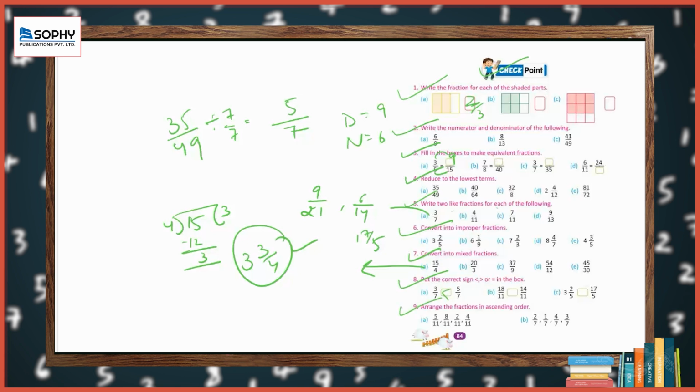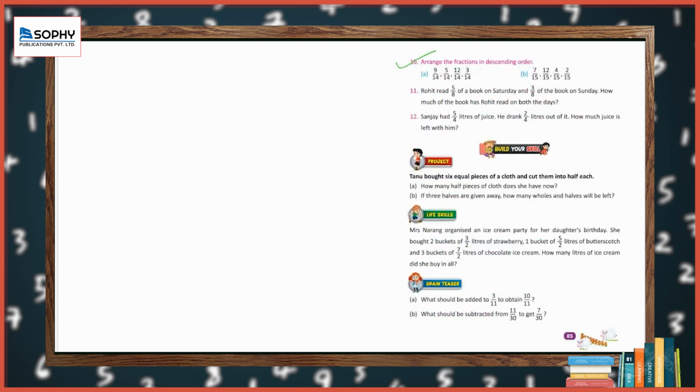In the next one, we have to arrange the fractions in ascending order. It will be, very good, students, 2 by 11, then 4 by 11, then 5 by 11, and then 8 by 11. Now after that, we have to arrange the following in descending order, students. It will be 12 by 14, then 9 by 14, after that 5 by 14, and then 3 by 14.